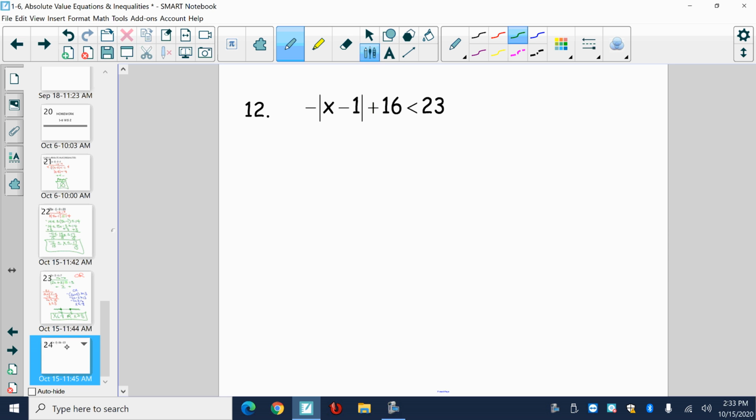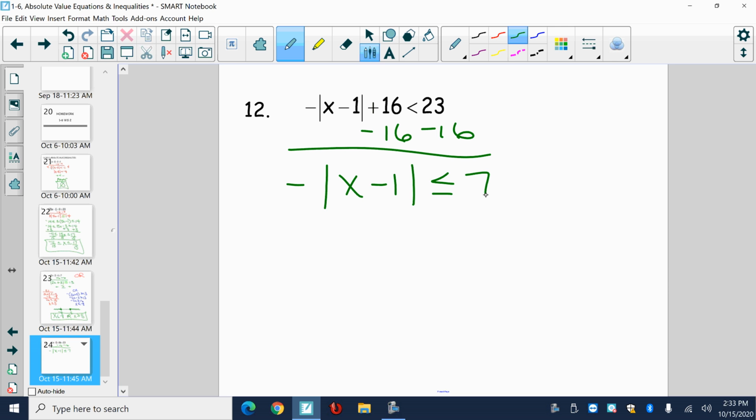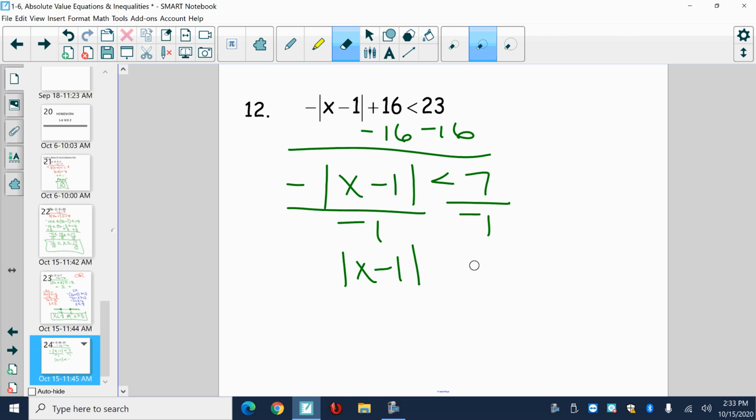Last problem. Subtract the 16. Negative absolute value of x minus 1 is less than or equal to 7. And that should not be less than or equal to, it should just be less than. Divide by negative 1. And I have absolute value of x minus 1 is, flipping the inequality symbol, greater than negative 7.